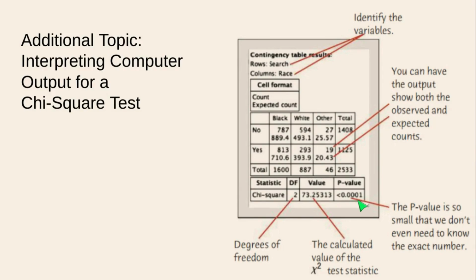Then we can look at the observed counts up top, which are the whole numbers, and the expected counts, which we expect to be not whole numbers. We expect them to be decimals. So that is how you would interpret computer output for a chi-square test.